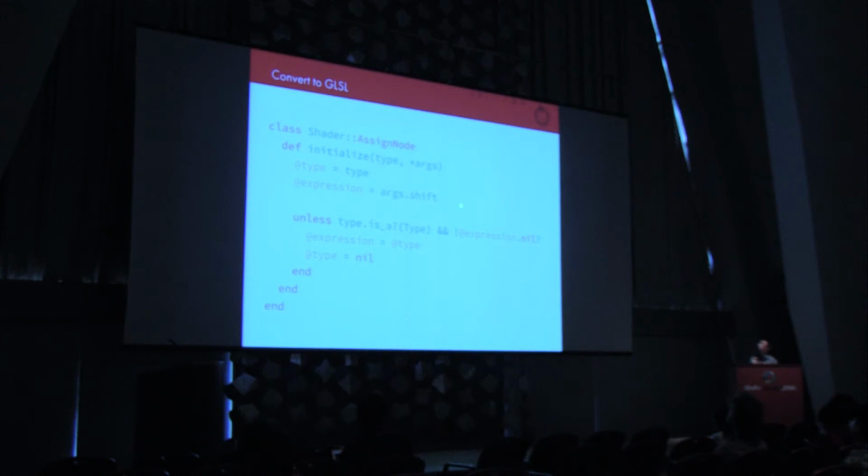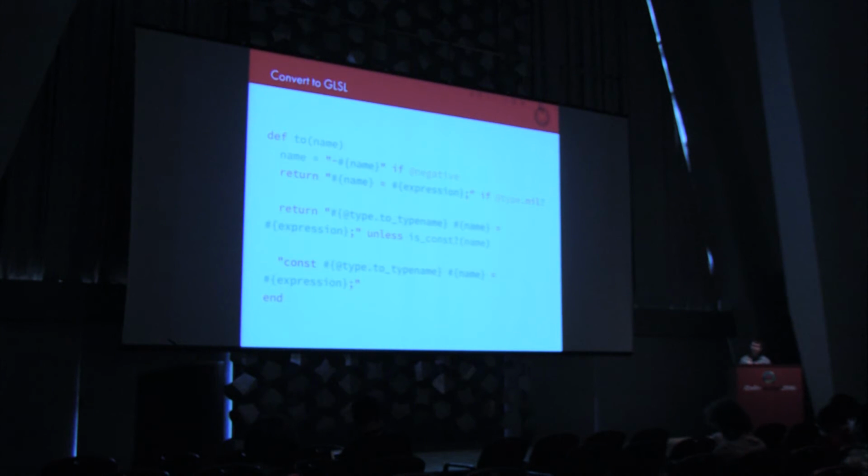Because when I create the assign node, I will check. Okay, it has a type. If it did not have a type, I guess the user did not want to define a type, because he already defined it. And the assign node will provide a method called to. The to method will receive the variable name and check something. For example, it will check if it has a type. If it does not have a type, it just returns the name and the expression.